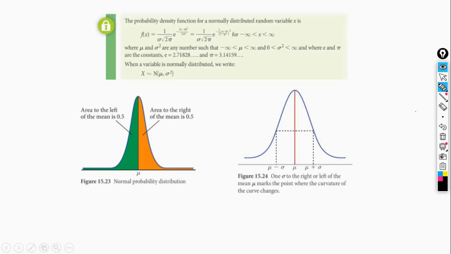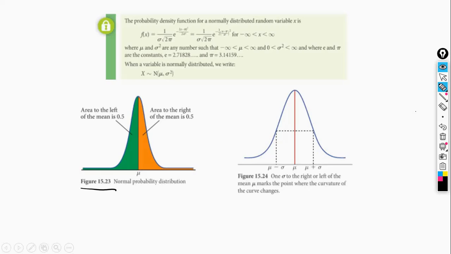Now, the graph of a normal probability distribution is shown in figure 15.23, and notice that the mean or expected value is located at the center of the distribution, and that the distribution is symmetric. Since the total area under the curve is 1, the symmetry of the curve implies that the area to the right of the mean and the area to the left of the mean are equal, and they are both 0.5.